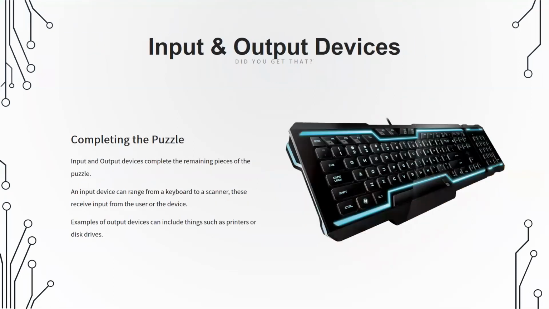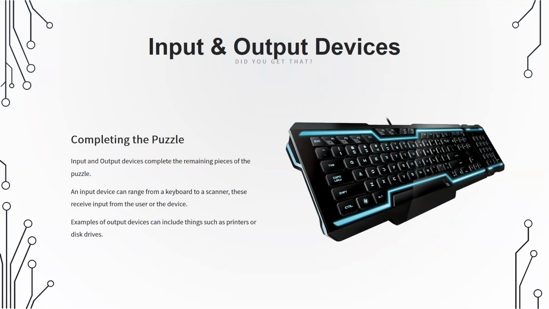So lastly, we have our input and output devices. Input devices include keyboards, a mouse, scanners, and even something such as a microphone. These receive the input from the user of the specific device and send it to the computer.